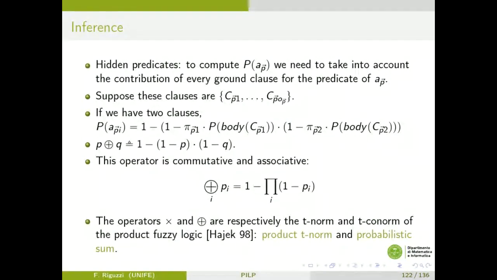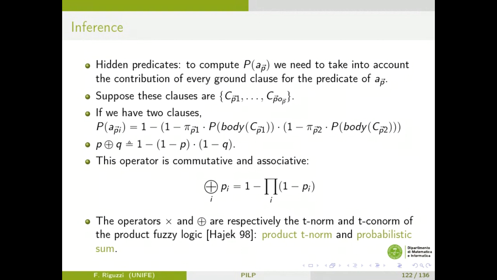Now we have to compute the probability of atoms that are about the target predicate or hidden predicate. Suppose for atom A we have two clauses that have it in the head, in the grounding. Since we have to compute the probability of an OR where the two disjuncts are independent, we can use this operation, which is a probabilistic sum, which computes the probability of a disjunction between two events which are independent. It is 1 minus (1 minus P) times (1 minus Q), which is equivalent to P plus Q minus P times Q. And this is the probability of a disjunction. So the probability of an atom is given by 1 minus (1 minus the annotation of the first clause times the probability of the body) times (1 minus the annotation of the second clause times the probability of its body).